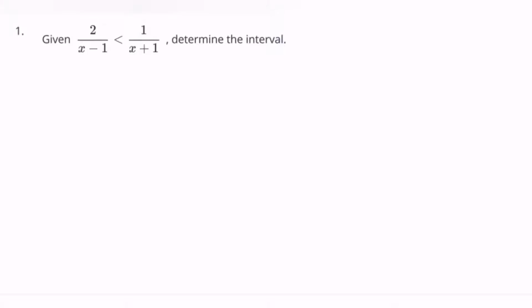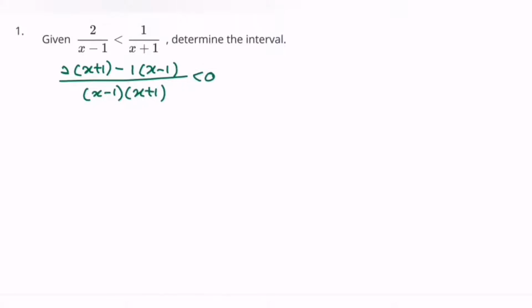So in this lesson, we are going to discuss the example for inequalities. So kindly have a look at question number 1. Given the situation, determine the interval. So the first step will be to transfer and at the same time equate the denominator. So here we have 2 multiplied with (x plus 1) minus 1 multiplied with (x minus 1) over (x minus 1) multiplied with (x plus 1) less than 0.